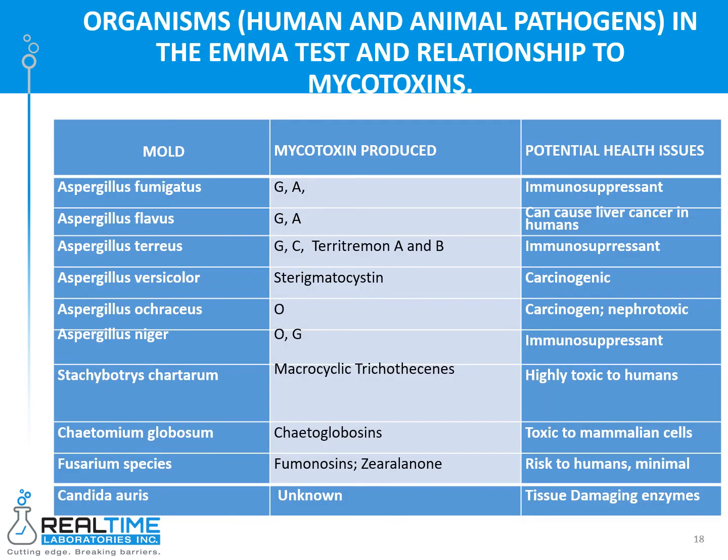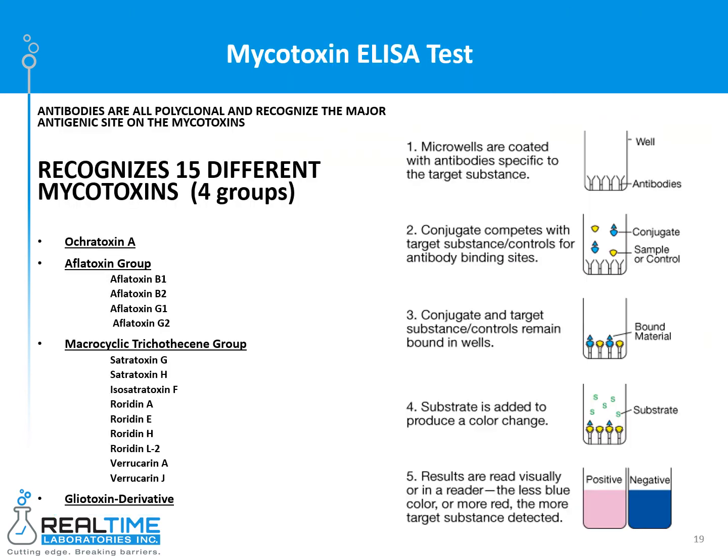This is a list of the organisms in the EMA test and its relationship to mycotoxins, which we have labeled. The G is gliotoxin, A is aflatoxin, C is citrinin, and then there's sterigmatocystin, macrocyclic trichothecenes, ochratoxin, fumonisins, etc. And we're going to talk about these in later webinars.